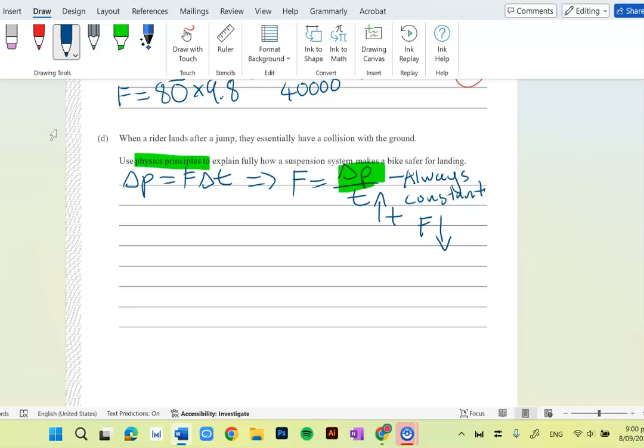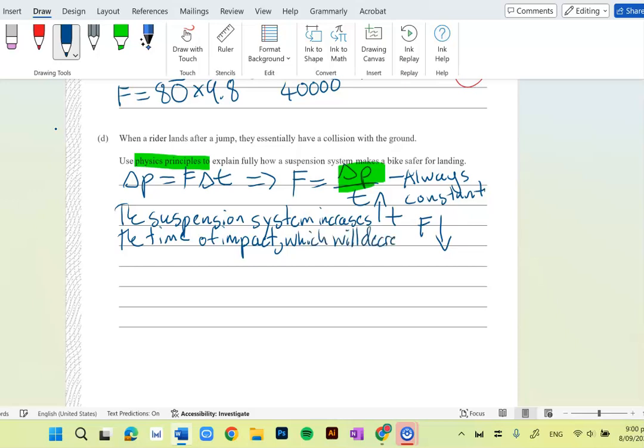So we can write something like: the suspension system increases the time of impact, which will decrease the force.